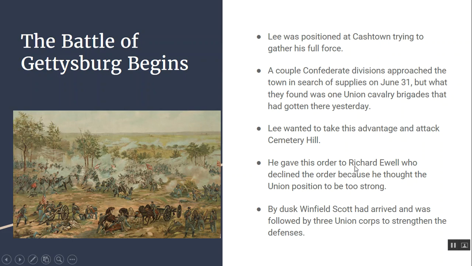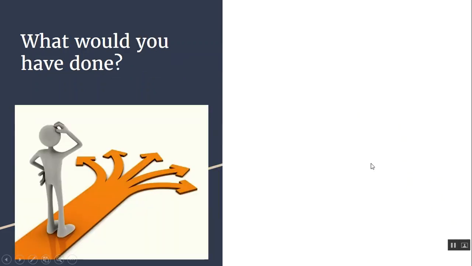He was partially right, because by dusk, Winfield Scott had arrived and was followed by 3 Union corps to strengthen the defenses. So if Ewell actually would have taken the order, he might have been able to take out the Union army that was at Cemetery Hill. But if it took him too long, Winfield Scott would have been there, and Ewell's troops would have been the ones that were getting destroyed.